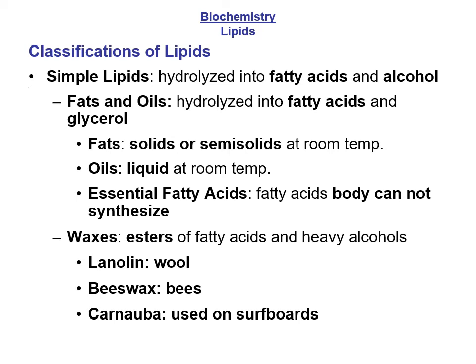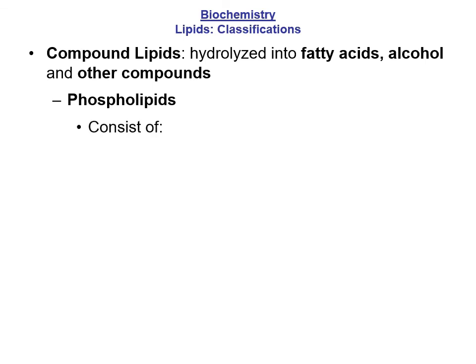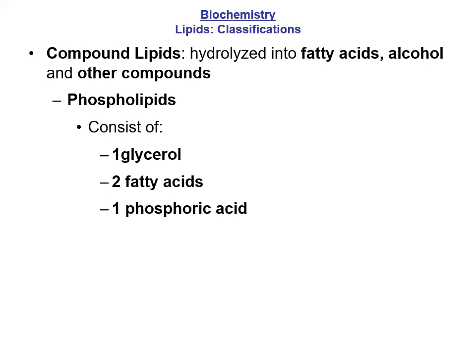So whereas the simple lipids go through hydrolysis and turn into fatty acids and an alcohol, compound lipids will hydrolyze down into fatty acids and alcohol, but other stuff. They have other components in them. One of the common compound lipids are phospholipids. Now, you find phospholipids in the body as part of the structure of the body too. But phospholipids consist of glycerol, that's the alcohol, 2 fatty acids, the monocarboxylic acids, 1 phosphoric acid, and 1 amino alcohol.